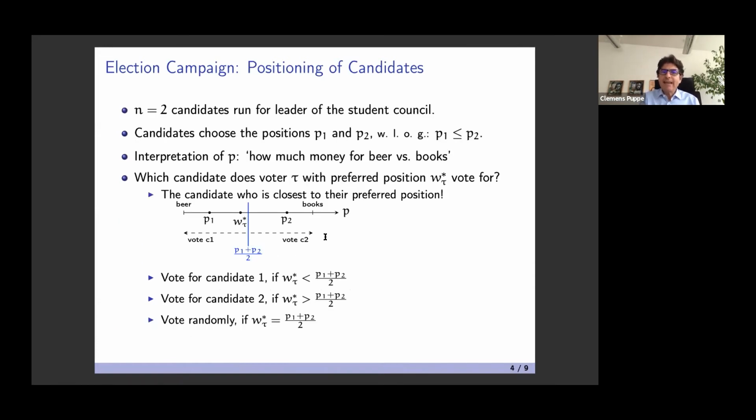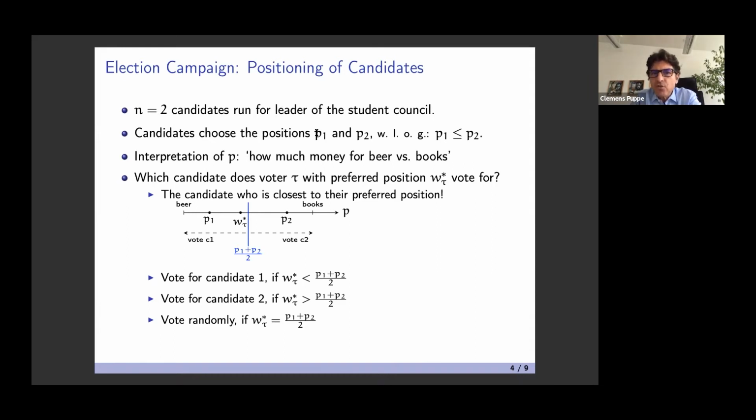So let us analyze this. And this is now an interesting thing, and the logic behind this model is very interesting. So that's why I want to present this. There are two candidates that run for leader of the student council or for election in the national election. Trump versus Biden, why not? I mean, this is really like some real elections here.